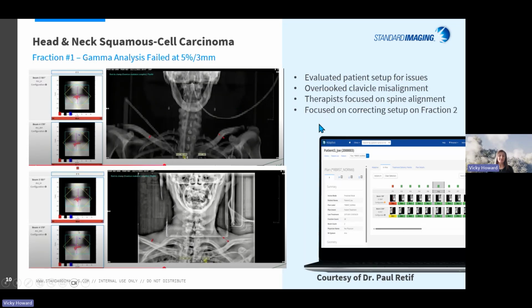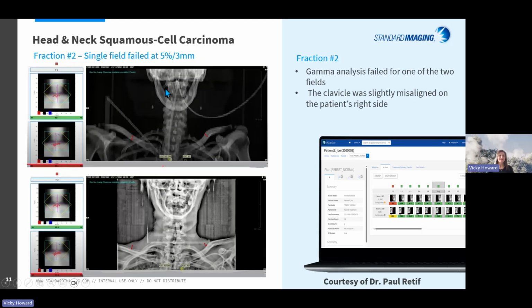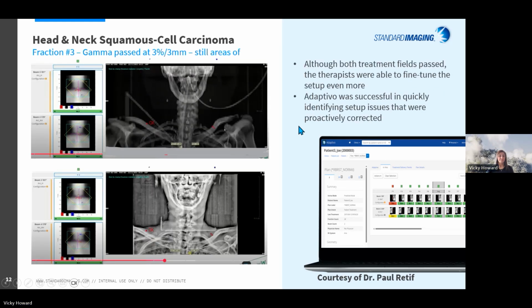So they focused on correcting the setup issue for fraction 2. You can see here we have the red arrows delineating the clavicle alignment from the DRR, and this is the kV image. So you can see there was a significant difference here. So for fraction 2, they did a little better. They only had a single field fail at the 5%, 3 millimeters criteria. The clavicle was slightly misaligned on one side still. So for fraction 3, they were able to ensure the positioning was much more accurate. Both of the arcs passed.